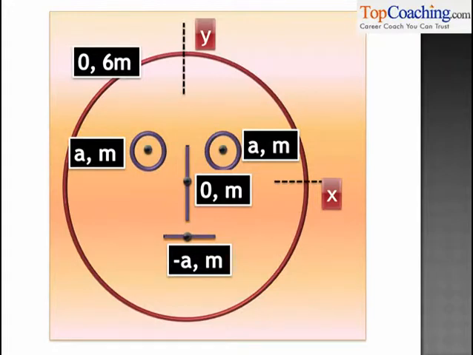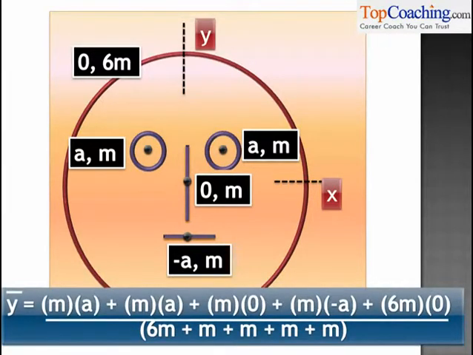We can replace each of these bodies with individual points, and we can replace them by different particles of the same mass. Then all we need to do is calculate the center of mass of all of these particles. Clearly, the y coordinate of the center of mass of all of these bodies is sigma mi yi divided by sigma mi, isn't it? That is, it's m into a plus m into a plus m into 0 plus m into minus a plus 6m into 0 divided by the sum of masses of all these bodies. Therefore, the y coordinate of the center of mass of all of these bodies comes out to be a by 10.